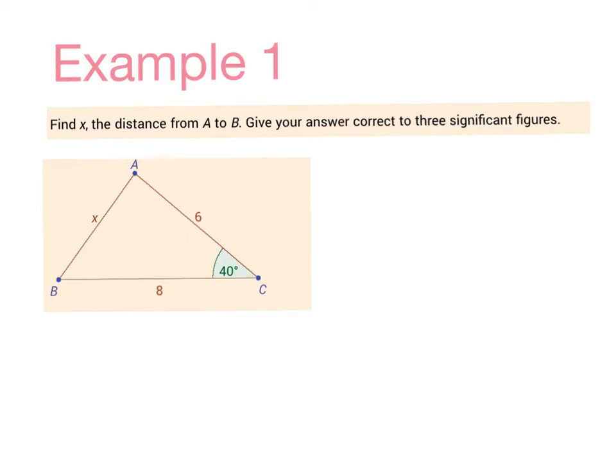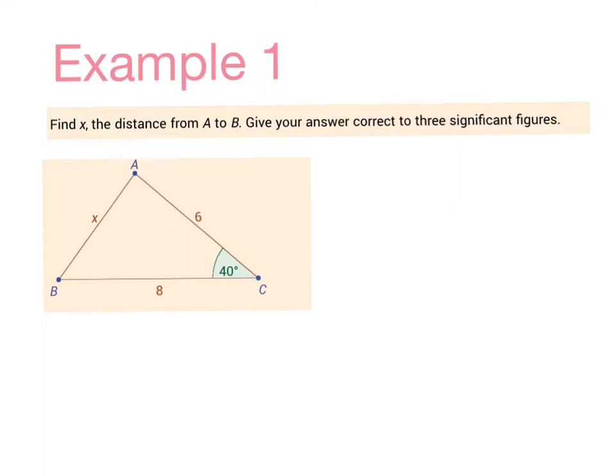Okay, so find x, the distance from A to B. Give your answer to correct three significant figures. This question doesn't say use the cosine rule. We're asked to find x, so we have to make the connection. I'm dealing with a normal triangle, so I can use the sine rule or the cosine rule. But have I got pairs? You could look at it and say that would be one of my unknown pairs, but I don't have a matching pair, or I don't have 6 in this angle here, which means I can't use the sine rule. So I am going to use the cosine rule.